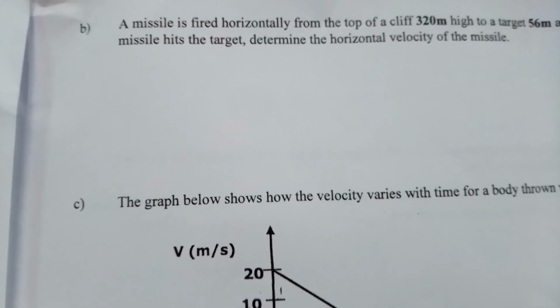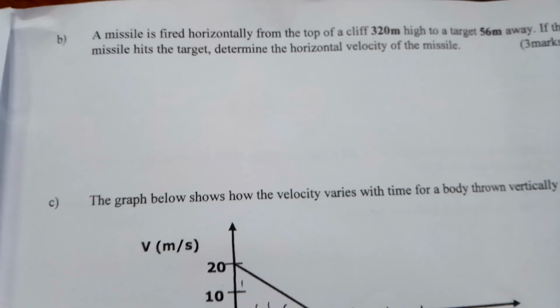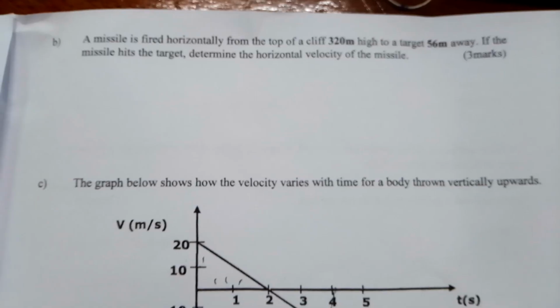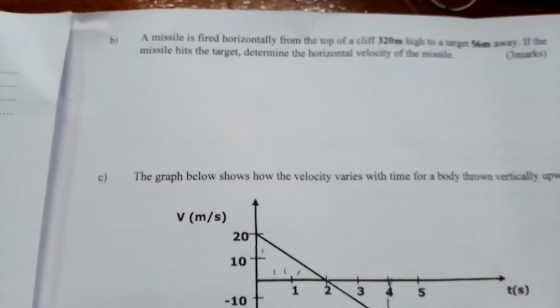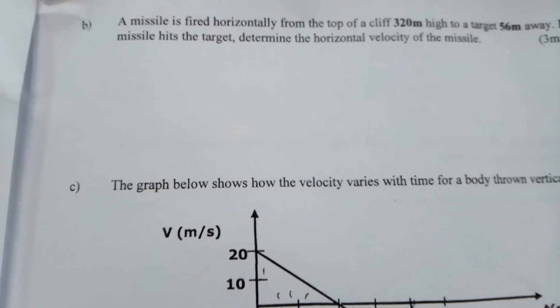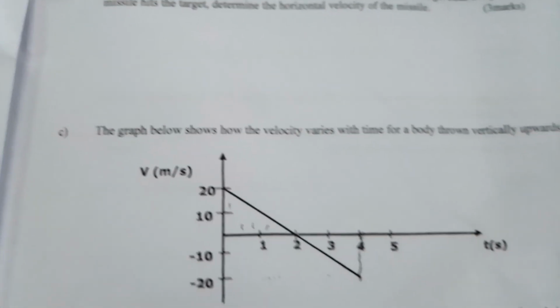A missile is fired horizontally from the top of a cliff 320 meters high at a target 56 meters away. If the missile hits the target, determine the horizontal velocity of the missile. The options are 3 marks.